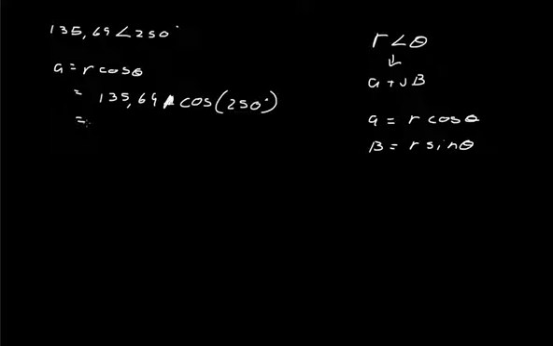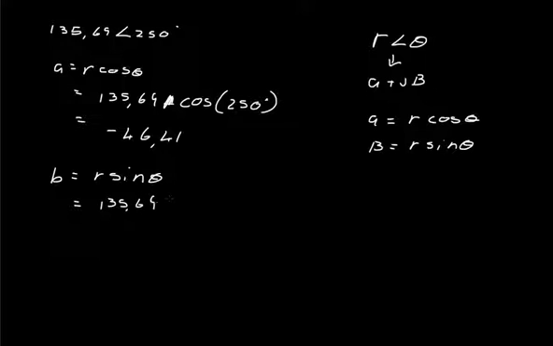135.69 cos of 250 degrees is minus 46.41, and B is equal to R sine of theta is equal to 135.69 sine of 250 degrees. Pop that into your calculator and it will tell you that B is negative 127.51. So now we just got to write it out.